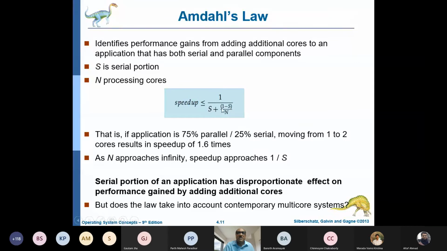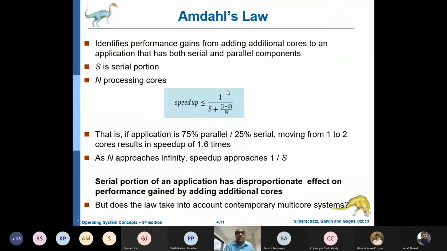So because of that, the speedup will be limited by the serial portion of the application program. Even if n tends to infinity, if s equals 25%, you can achieve a maximum speedup of only 4 times compared to a single process system. That's what I mean by speedup with respect to the single process system in the context of multi-core systems.